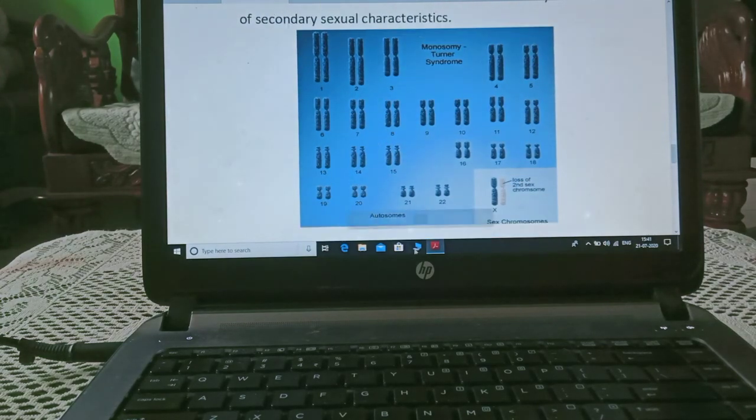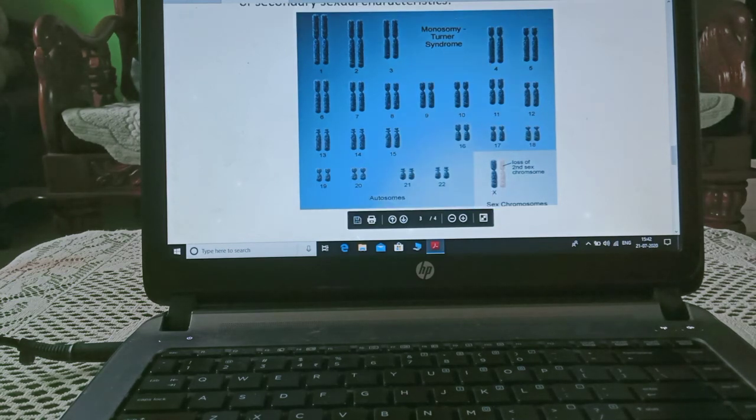Now we will see here, you can see this is the 23rd pair of chromosomes, how the rest of the chromosomes are present, and you can see in what manner this chromosome is there. It is showing the loss of the second sex chromosome.